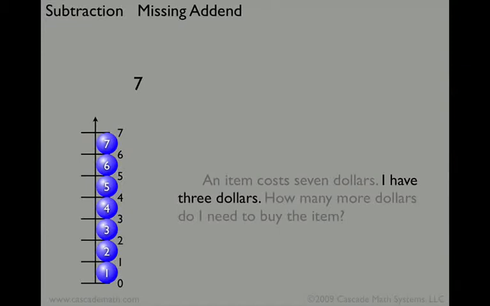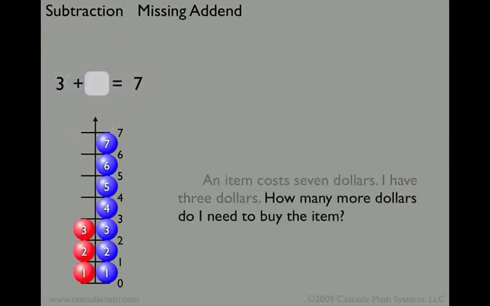Now I am going to use 3 balls to represent the amount of money I have. 1, 2, 3. Let's count the number of balls I need to add so that I have enough money to buy the item. 1, 2, 3, 4.